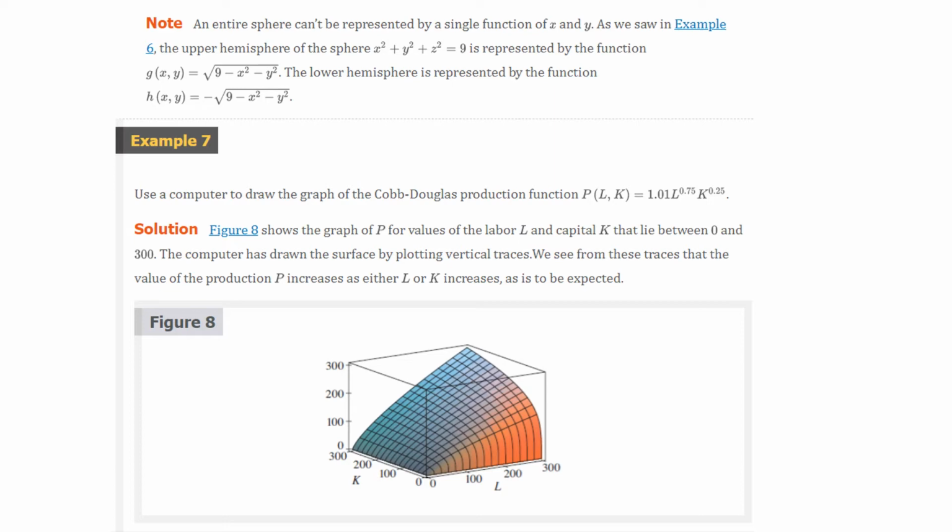And the computer, this is the way they do it. They draw the surface by plotting vertical traces. You see those there. And on these traces, the value of P increases as either L or K increases. And that's what you would expect just looking at the equation.